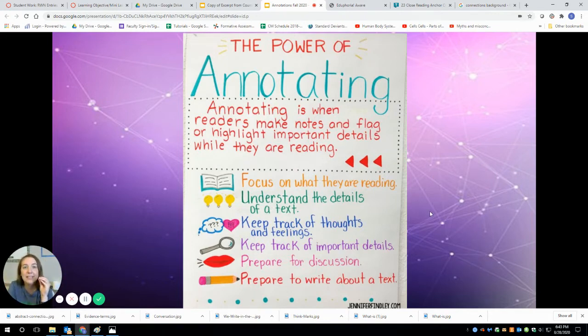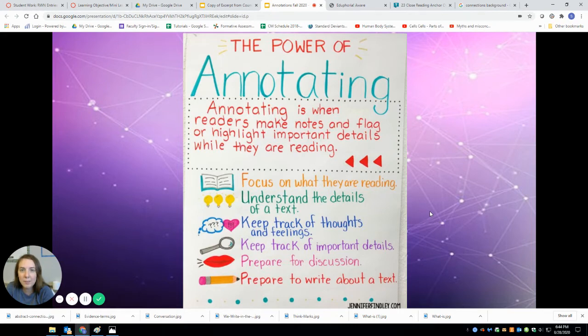They help us understand the details of a text. They help us keep track of our thoughts and feelings. So when I go back to this, which is a professional development book, I'll know what I was thinking when I read that. They also help us keep track of important details. That's where I was highlighting. They help us prepare for discussion. My cousin also read this book, and we've kind of gone through it together. So it helped me remember what I thought and felt and look back through what I wanted to say. It also helps us prepare to write about a text if we're going to write about it.